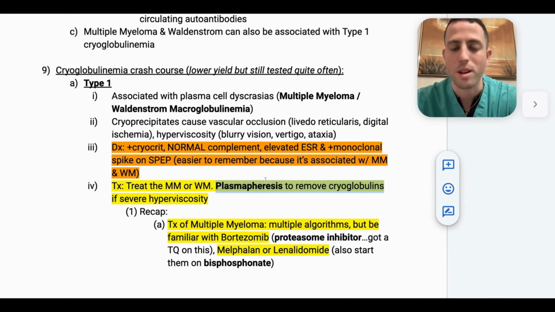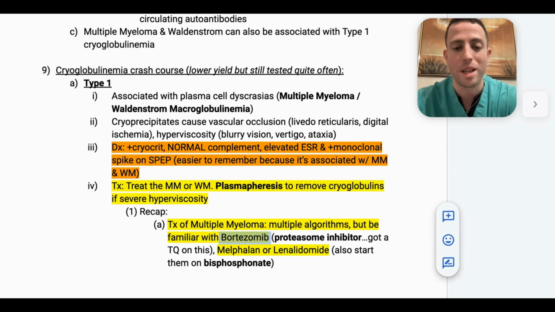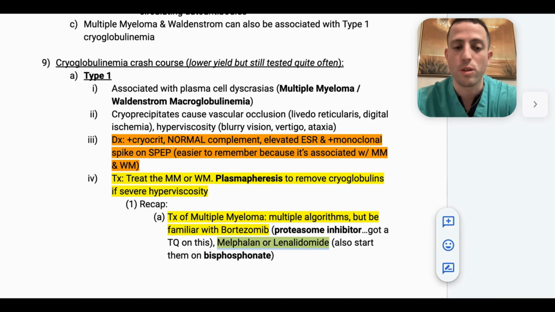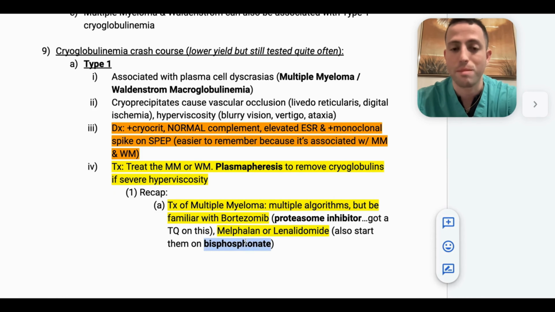And just as a recap here, for the treatment of multiple myeloma, there are multiple algorithms, no pun intended, but be familiar with the medication bortezomib. It's a proteasome inhibitor. I've seen questions on this multiple years. There's also melphalan or lenalidomide as options. And with multiple myeloma, you want to be sure to start them on a bisphosphonate.